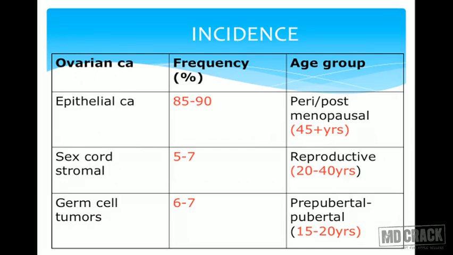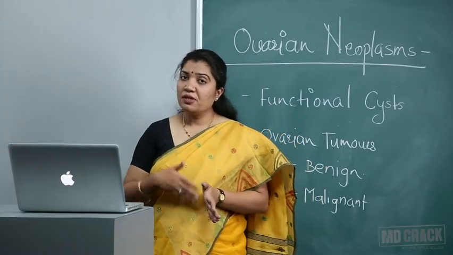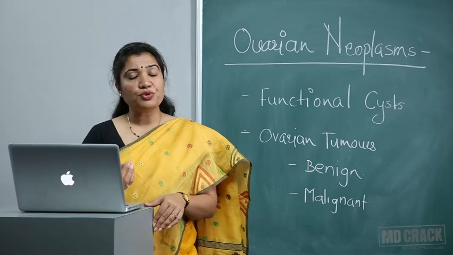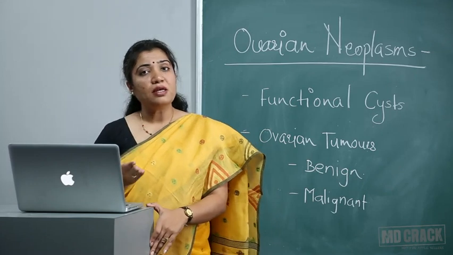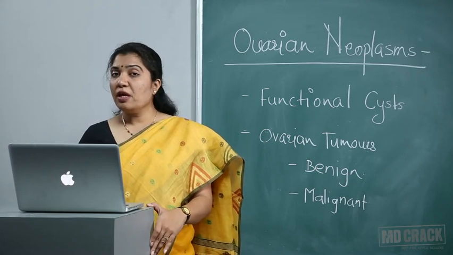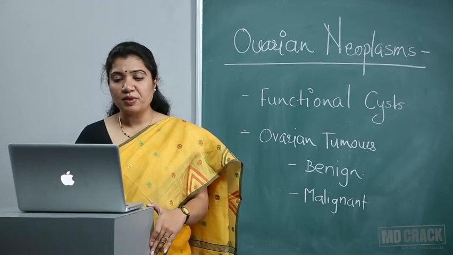Epithelial carcinomas are very important. 85 to 90% of the ovarian tumors are epithelial in origin. What's the age group to be seen? Peri and postmenopausal, 45 years and plus. So suppose in an MCQ, the age of the patient has been given that a lady around 45 years comes with a tumor. The first thing that should come to your mind is epithelial carcinoma. They are most common, that is the first thing. Second thing, the age group given for the patient is around that where epithelial carcinoma is very common. Peri and post-menopausal, 45 years and plus.